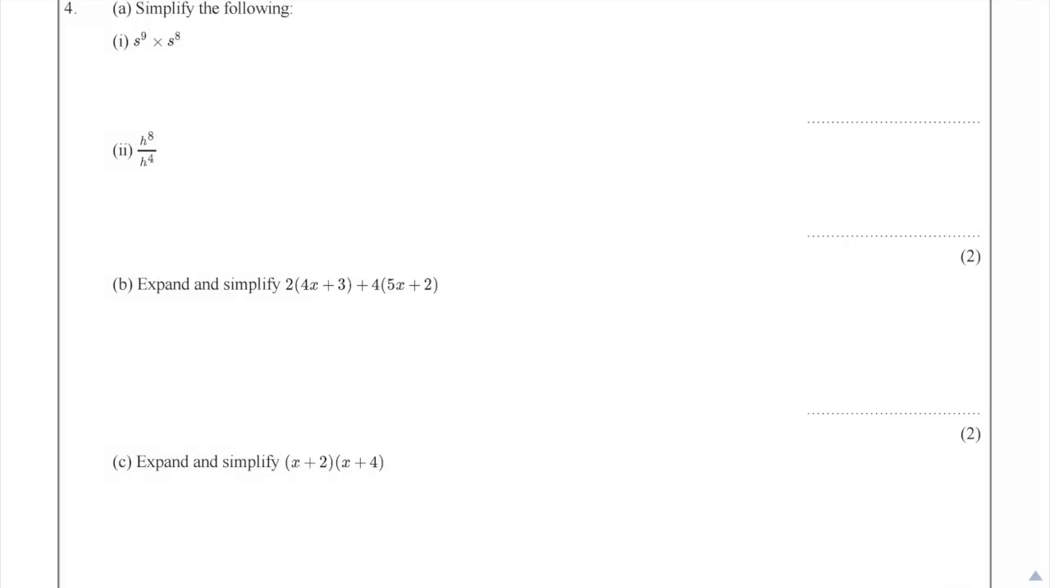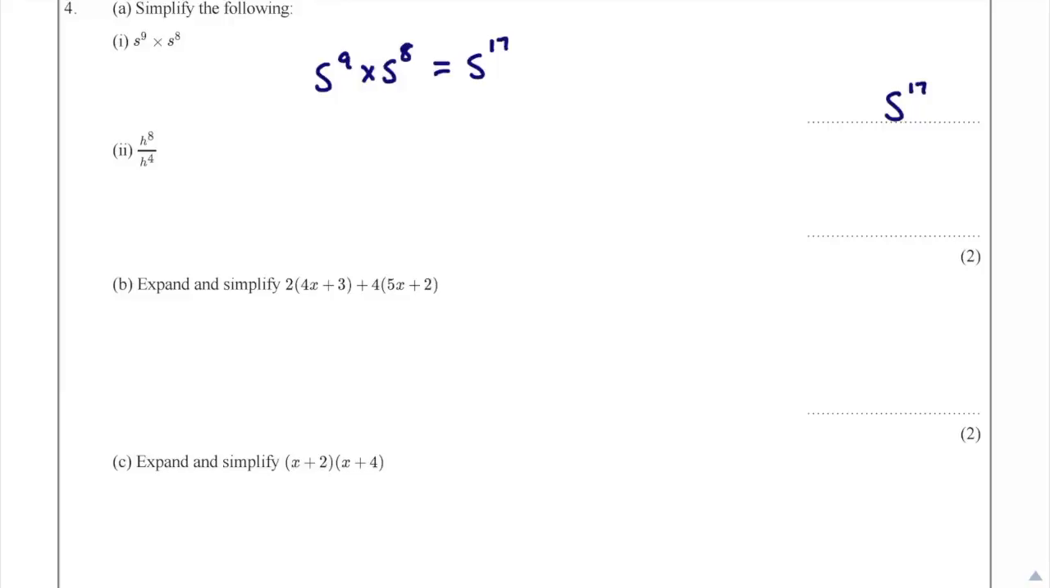Question 4a, part I, says simplify the following. We've got s to the power 9 multiplied by s to the power of 8. Well, this is just our laws of indices. So when we've got 2 terms with the same base but different powers, we add the powers. So s to the power 9 multiplied by s to the power of 8 is going to become s to the power of 17, because we're adding 9 and 8 to get 17. So that's s to the power of 17.